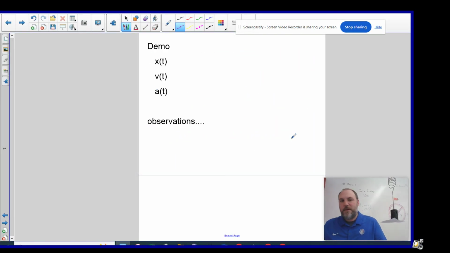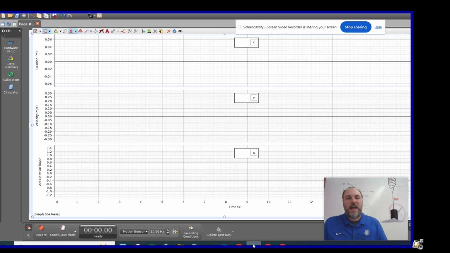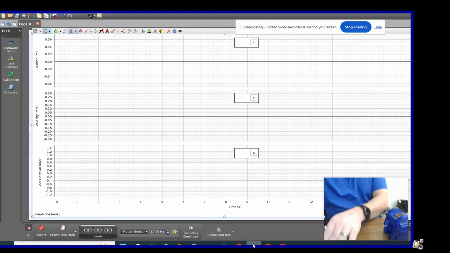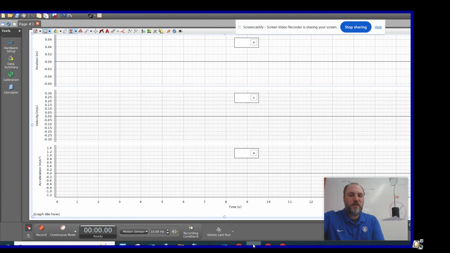So I want to do a quick demo. I've got this spring mass oscillator set up here, and I'm going to use this program. This is Pasco Capstone, and I've got a little motion sensor set up right here, and it's going to track the vertical motion of this spring oscillator. So whenever I hit record, it's going to set that position to 0. So that's our equilibrium position. And then I'm going to set it into motion.